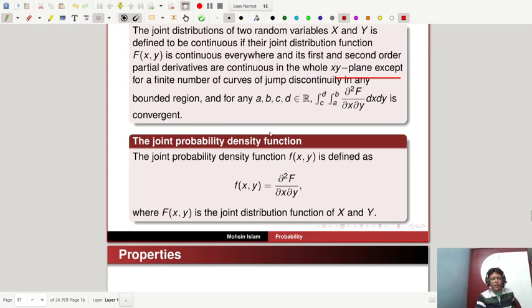And the joint PDF, probability density function. You know that the probability density function is defined for the continuous distribution and the probability mass function for the discrete distribution. So in this case you have a joint PDF, probability density function, that is given by f(x, y) equal to del squared F over del x del y, where F(x, y) is the joint distribution function, continuous.